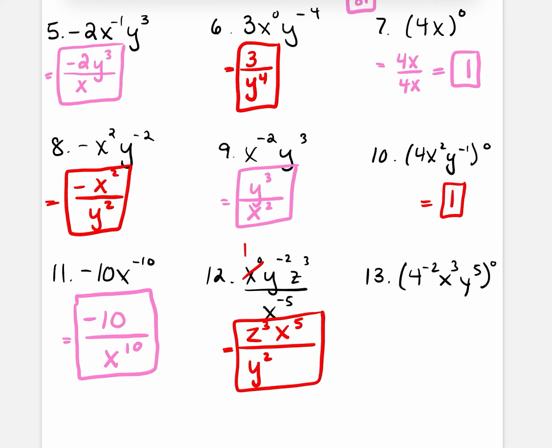And finally, number 13 here, we have everything to the 0 power, so this just simplifies to 1.